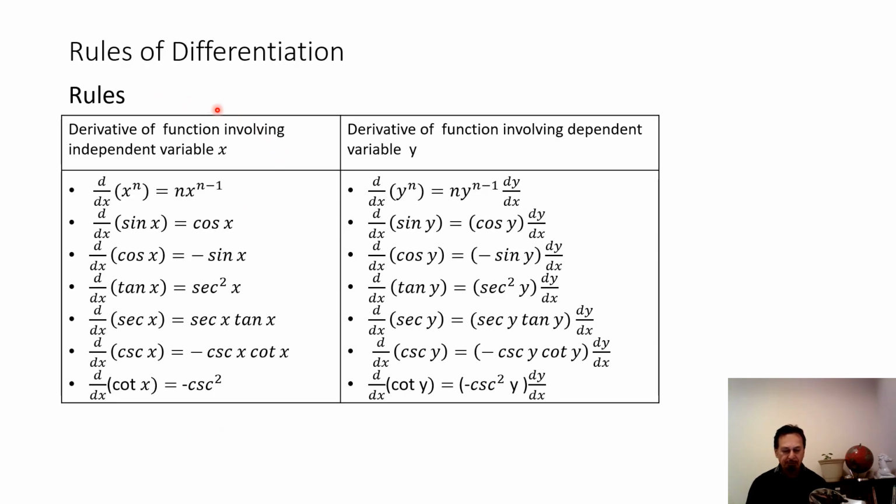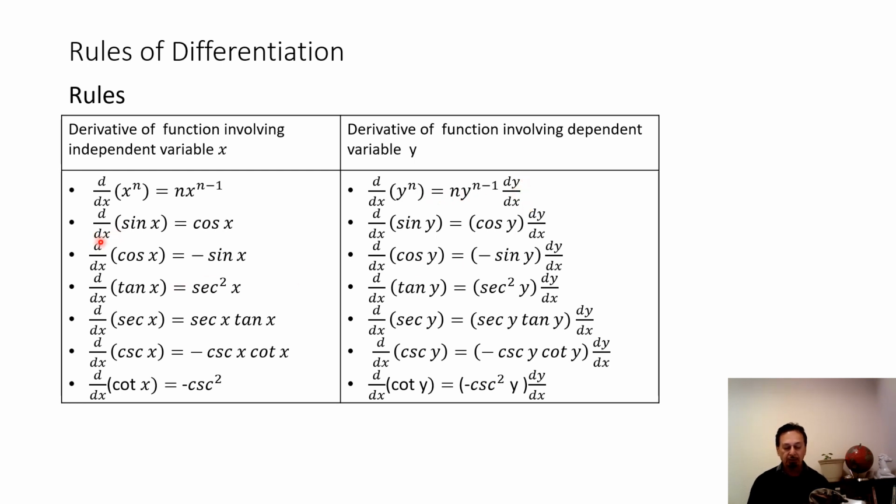Rules of differentiation. The derivative of a function involving the independent variable x, for example, d over dx of x to the n is n times x to the n minus 1. But the derivative of a function involving the dependent variable y, d over dx of y to the n, is n times y to the n minus 1 times dy over dx. So for the independent variable, you do not have to write dy over dx. But for a dependent variable, you have to write dy over dx at the end.